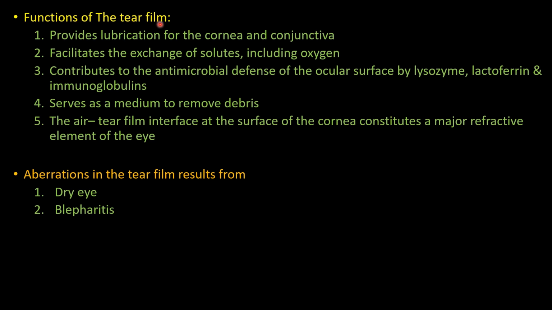Functions of the tear film. It provides lubrication for the cornea and the conjunctiva, facilitates the exchange of solutes, including oxygen, and contributes to the antimicrobial defense of the ocular surface by lysozyme, lactoferrin, and immunoglobulins. It serves as a medium to remove debris. The air-tear film interface at the surface of the cornea constitutes a major refractive element of the eye. These are the functions of the tear film.